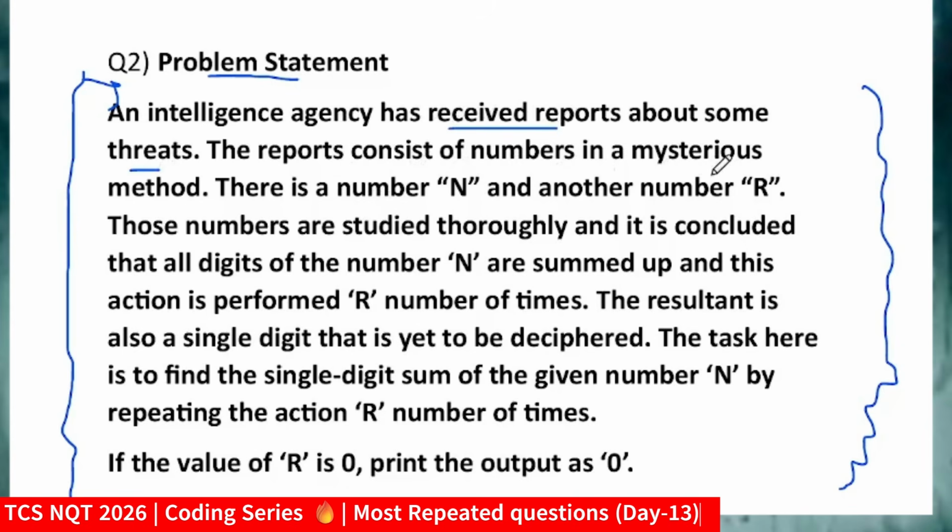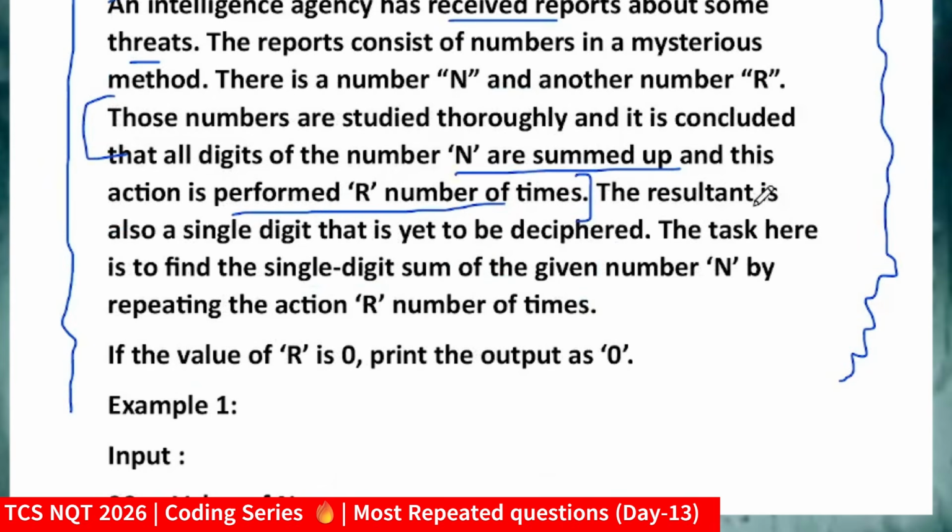So the report consists of a number n in a mysterious method, and there is a number n and another number r, and those numbers are studied thoroughly, and it is concluded that all digits of the number n are summed up, and this action is performed r number of times. This is the gist of the question. You can see from here this is the important part. So the resultant is also a single digit, that is 8, to be deciphered, and the task here is to find the single digit sum of the given number n by repeating the action r number of times. So again, there will be two numbers n and r, and these numbers will be studied thoroughly and concluded that all digits of number n are summed up, and this action is performed r number of times.